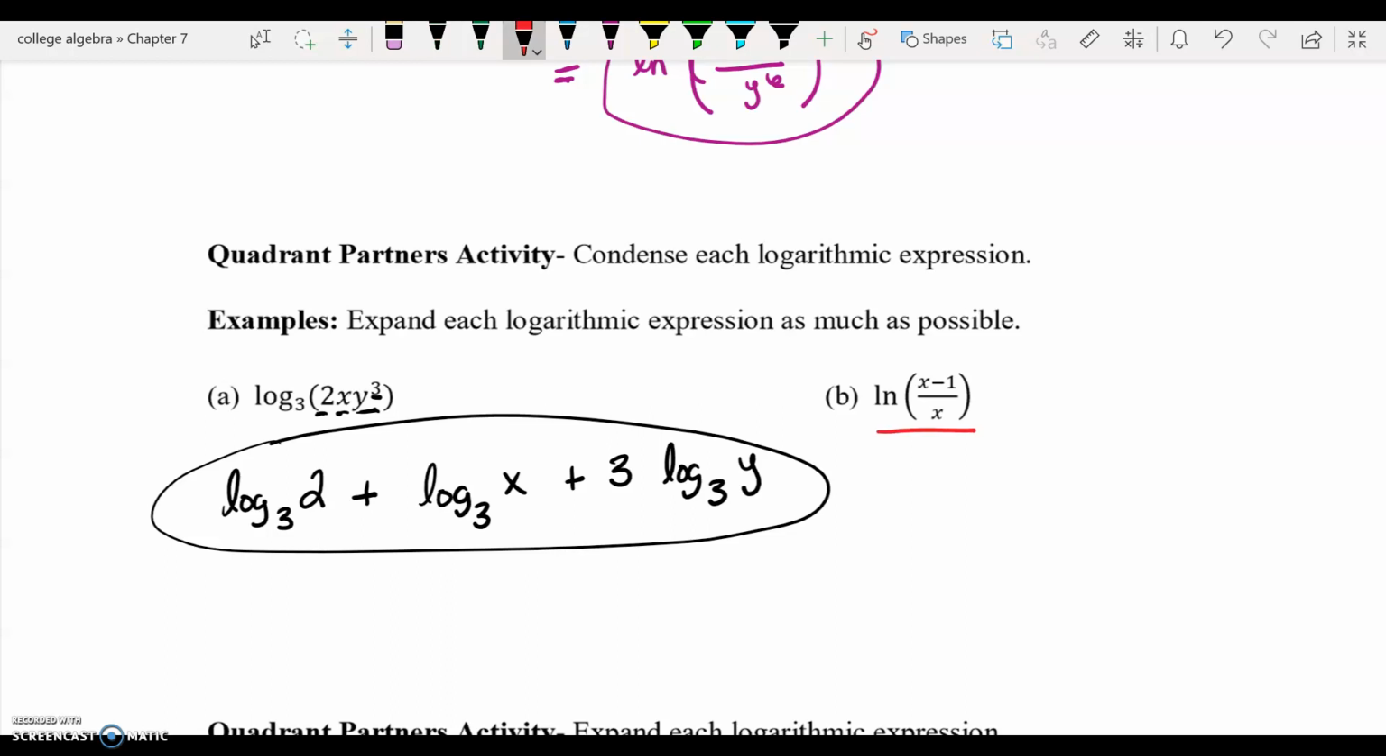So go ahead and try this one. It is division, so that means you're going to subtract. That's your hint for this problem.